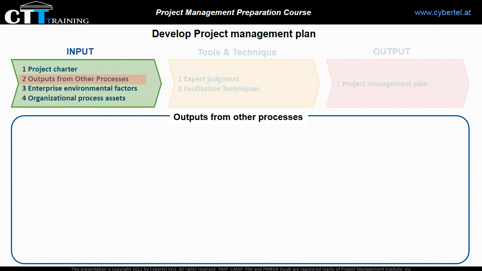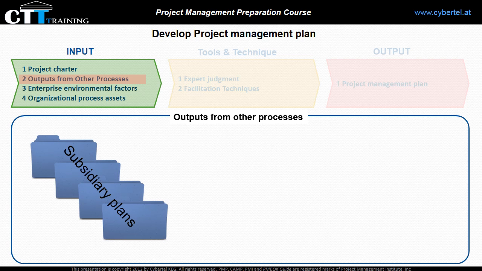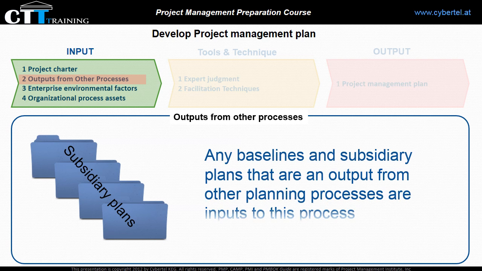The second input is the output from other processes. As we know, the project management plan integrates the other project processes. So any baselines and subsidiary plans that are an output from other planning processes will be an input to this process. And oftentimes the output from other processes may update the project management plan.